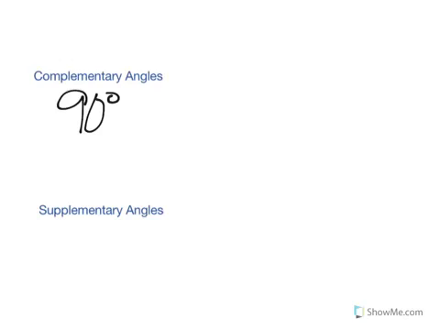To end this video, I just want to recap what we learned. We learned about complementary angles, and we know that we have two angles that add up to 90 degrees. Okay. Then we also talked about supplementary angles, and we know that they add up to 180 degrees.